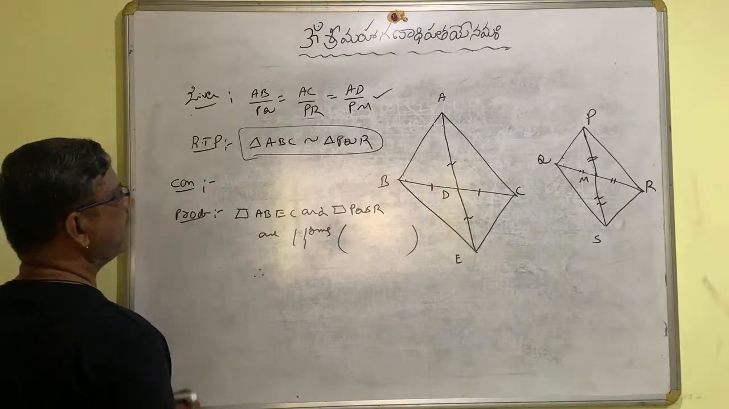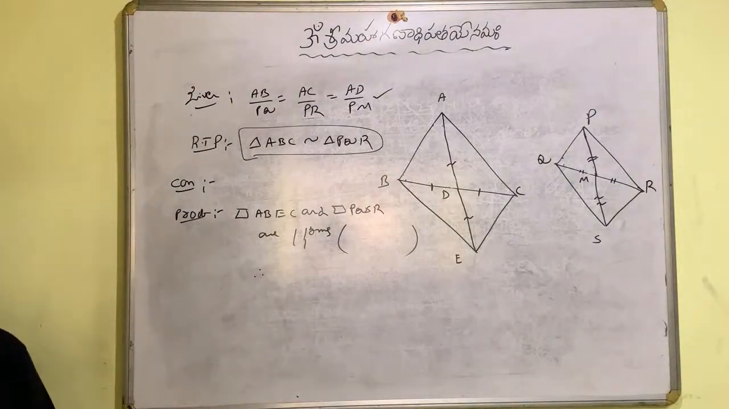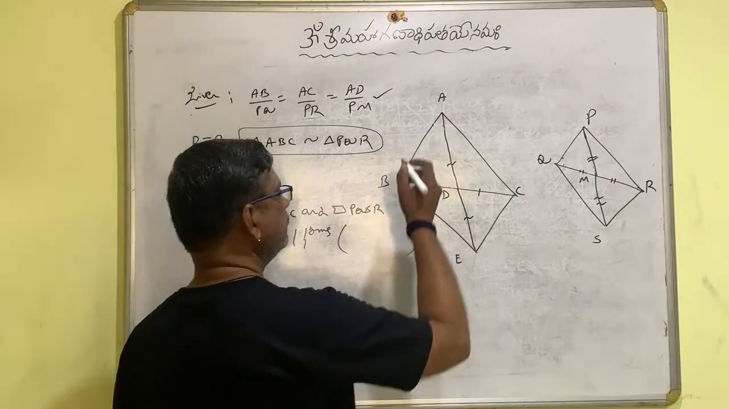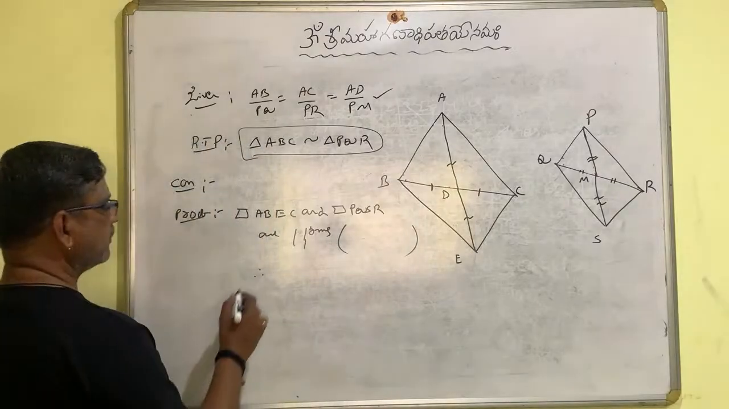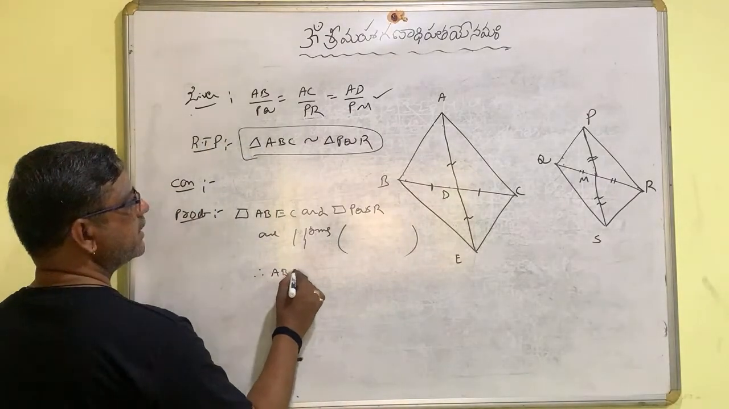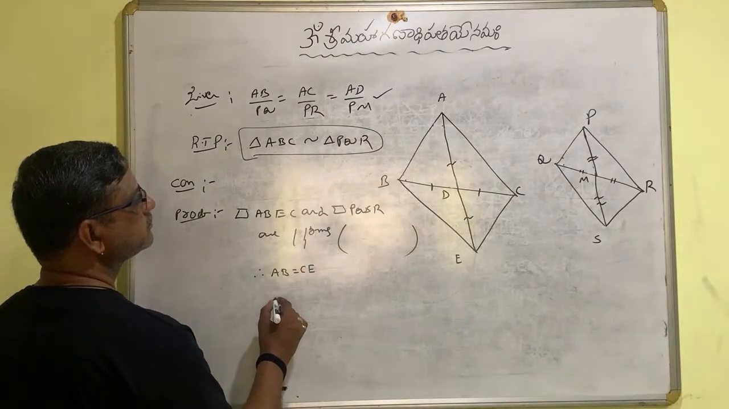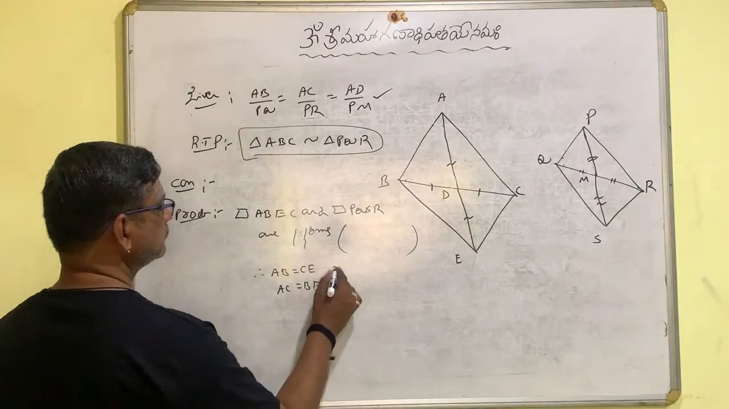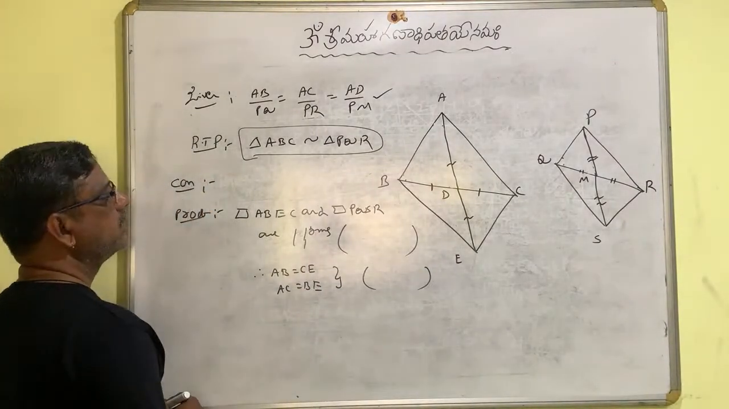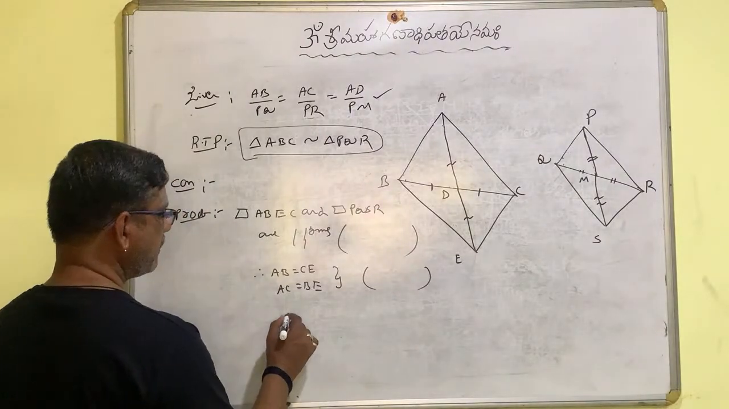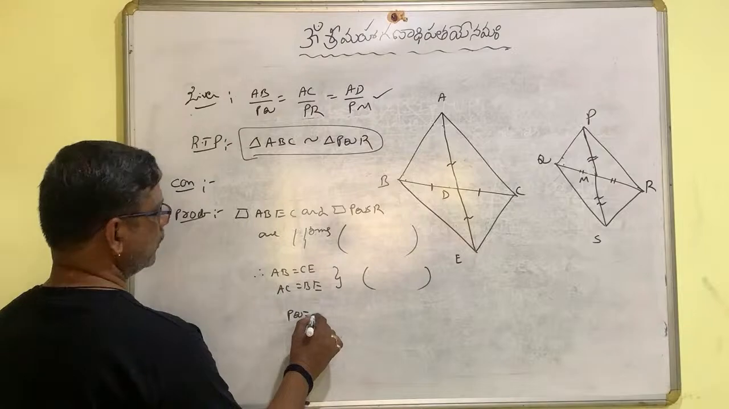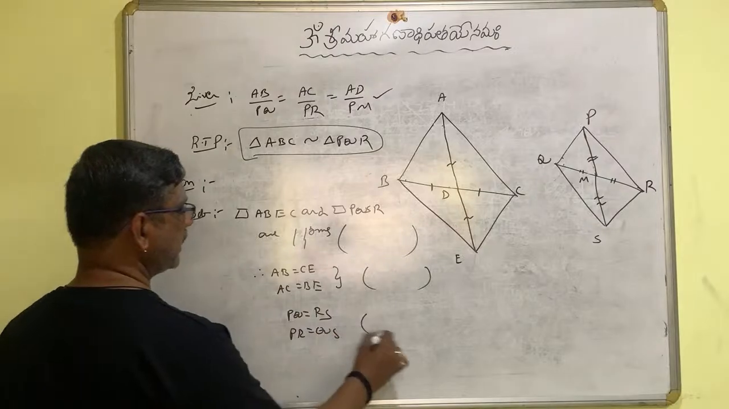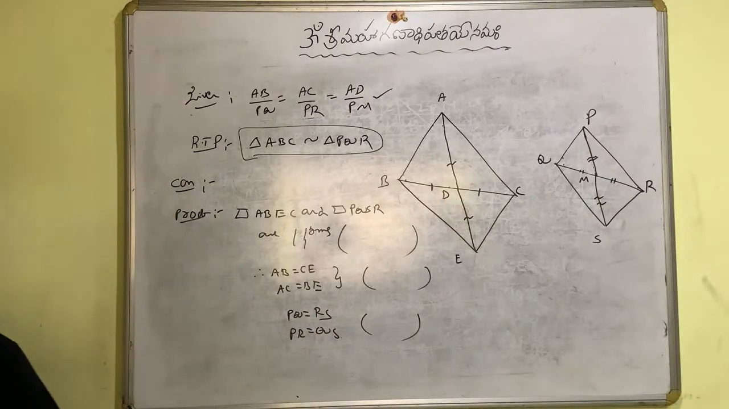So therefore what can we write? We know that in a parallelogram opposite sides are equal. Is that right? That is, AB is equal to CE, AC is equal to BE. This is because ABEC is a parallelogram. Not only that, PQ is equal to RS, PR is equal to QS because PQSR is a parallelogram.